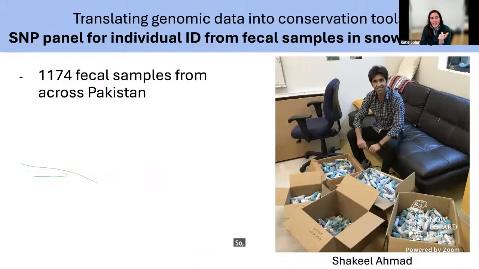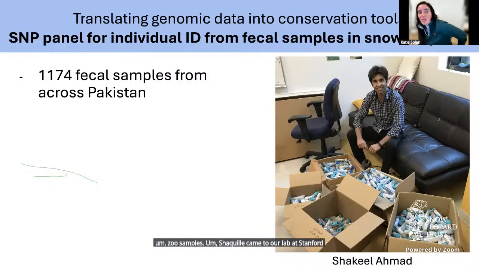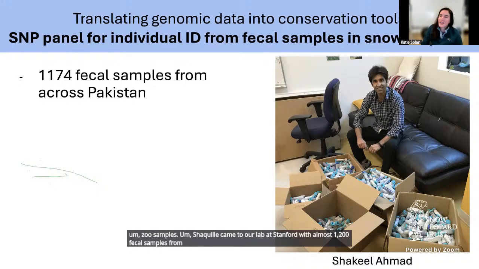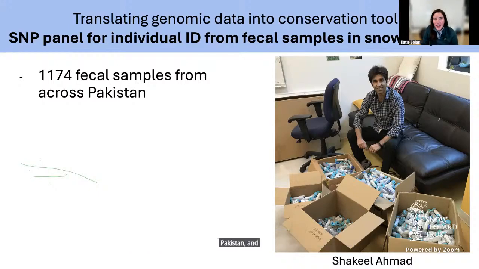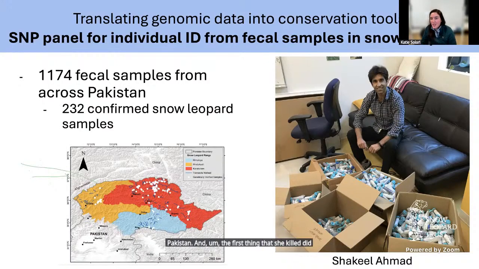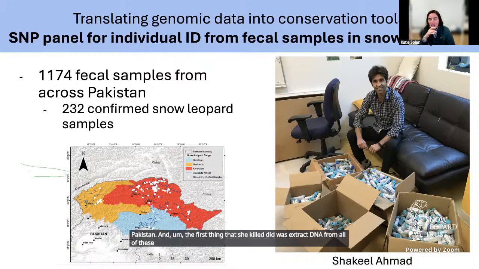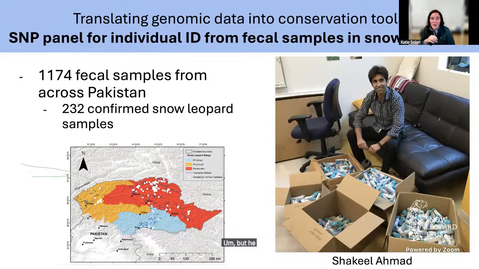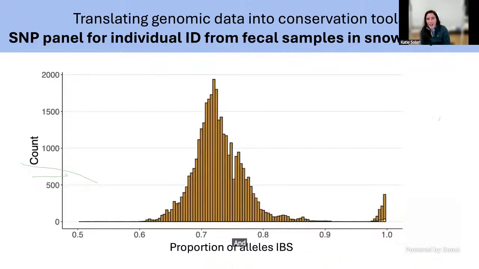So once we validated it on the zoo samples, Shaquille came to our lab at Stanford with almost 1,200 fecal samples from across Pakistan. And the first thing that Shaquille did was extract DNA from all of these samples and identify which ones were snow leopards. So this was an insane amount of work, but he identified that 232 of these were from snow leopards. And so we ran the SNP panel on these confirmed snow leopard samples and did a similar analysis.